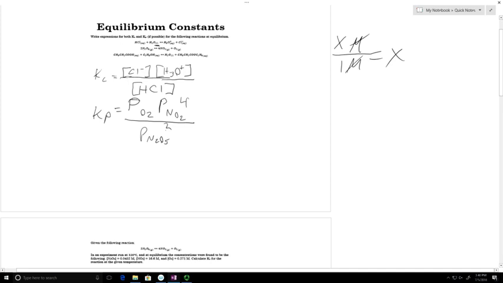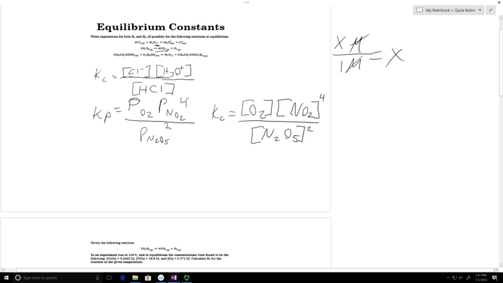Note the exponent matches the coefficient in front of the species. So over here we have 4 NO2s, so we raise the pressure of NO2 to the 4th power. Similarly, we could write Kc, although typically if you're only including gases, you'll only worry about Kp, but we can always do Kc as well. It would be O2, NO2, again to the 4th power, over N2O5 to the 2nd power.